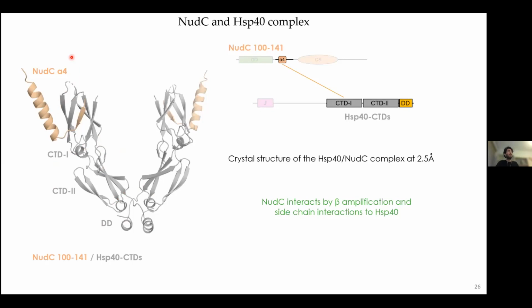And what we can see is that our NOTC helix alpha 4 is actually bound where we expected it to be, where we predicted the binding should occur from the NMR. But what we can also see is that in addition to the alpha 4 binding, we have this beta extension here that happens in a region that in isolated NOTC is unfolded. So we have interaction between NOTC and HSP40 that happens through this helix alpha 4 and through this beta extension.